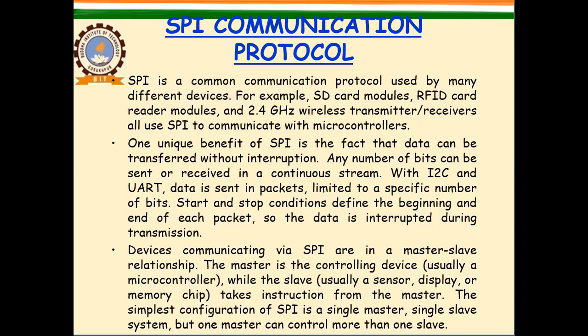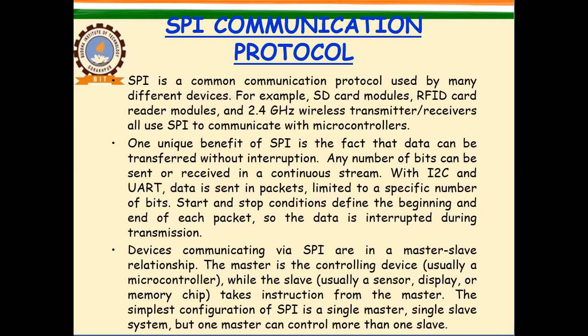When we are talking about I2C and UART, they send or receive data in the form of packets. Means a limited number of bits can be sent or received at the same time, and that has to be accompanied with bits like start and stop that show the beginning and end of each packet. Means the data is interrupted during transmission. It is not in continuous form. You have to send a start bit to initialize the operation, then send the stop condition as a stop bit to terminate the transmission process.